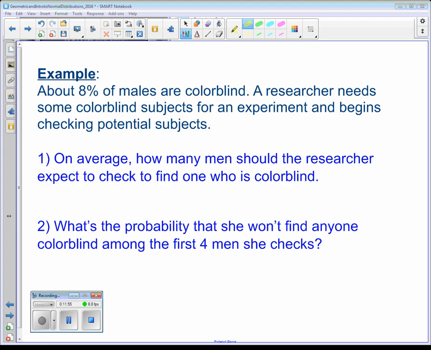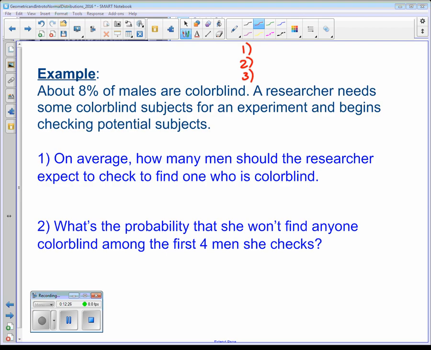I have to decide, is it geometric or binomial? Okay, so I've got to make that decision because there's 2 formulas to choose from. So let's do that. We'll see if there's a 4th condition. So on average, how many men should the researcher expect to check to find one who's colorblind? That, to me, how many until, leads me to think it's which one? Geometric. That's usually a geometric situation. How many until? So I'm thinking geometric.